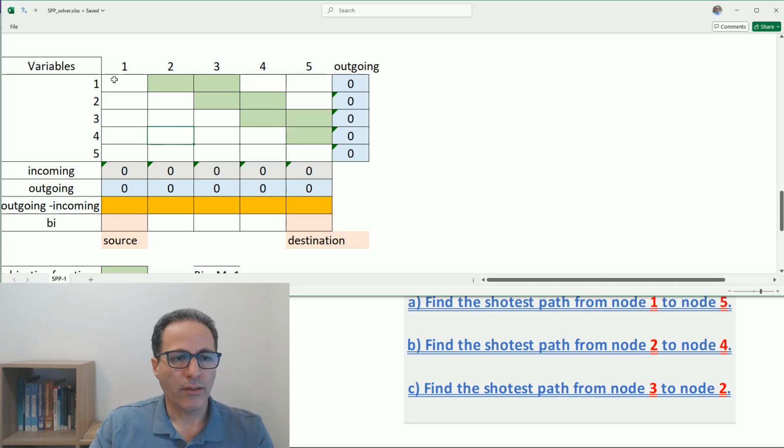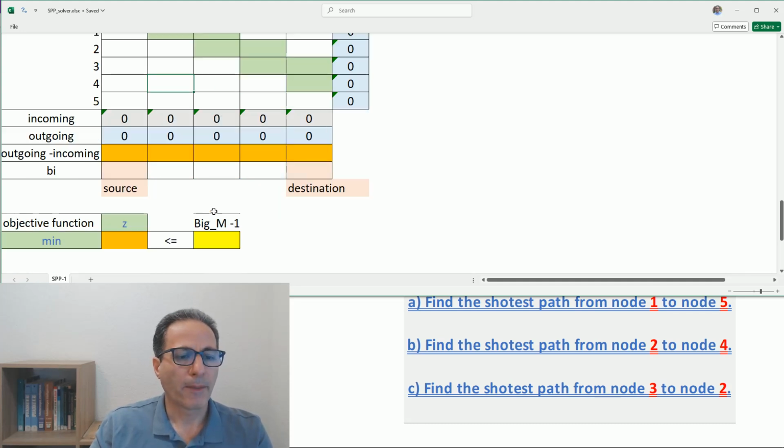These are all zeros, or we have no value there. Now the basic rule here: equal outgoing, which is this one, minus incoming, this cell. And now I can copy this to the right. So these are rules. We have a formula here. This one is outgoing minus incoming.